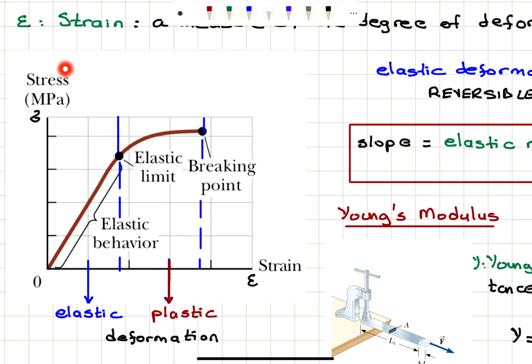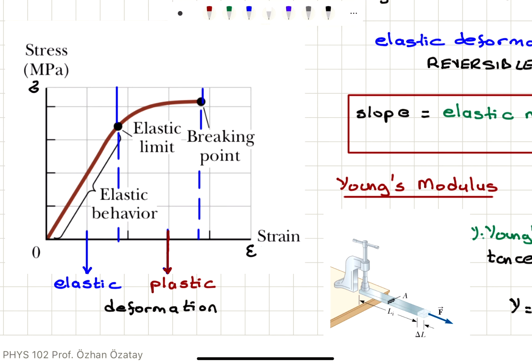Now, since stress sigma is force per unit area, it has the unit of pressure, typically megapascals. And strain is delta L over L, for example, for one-dimensional deformation. That is usually dimensionless, so it's always dimensionless.